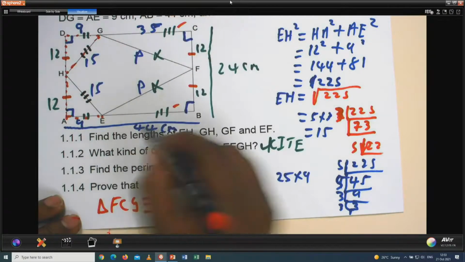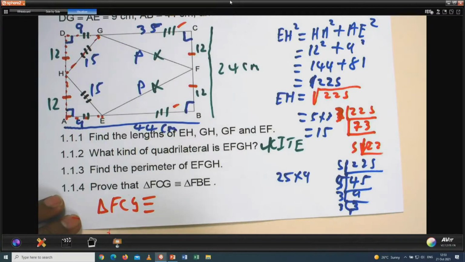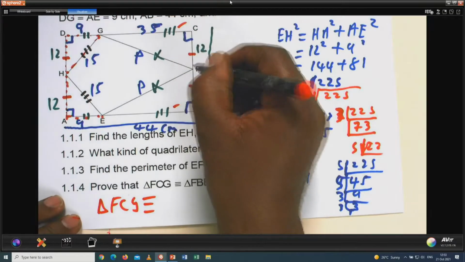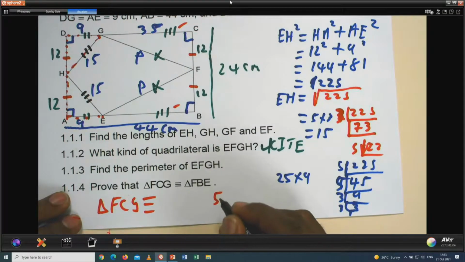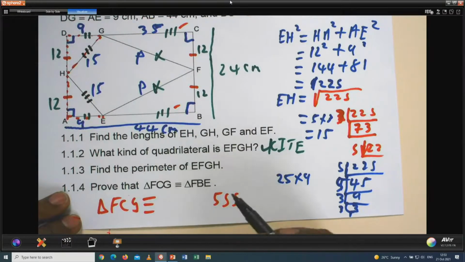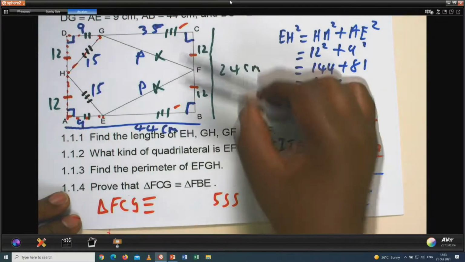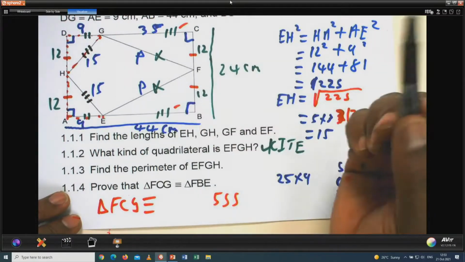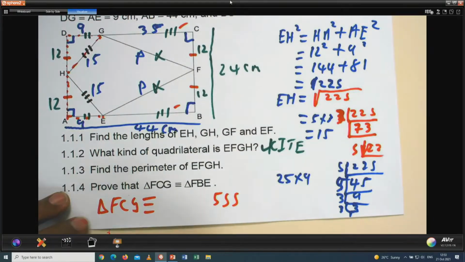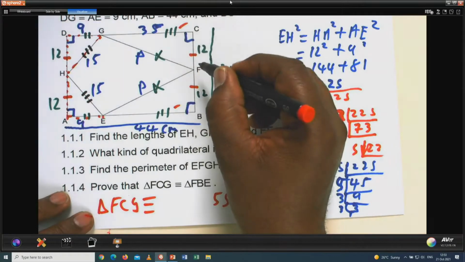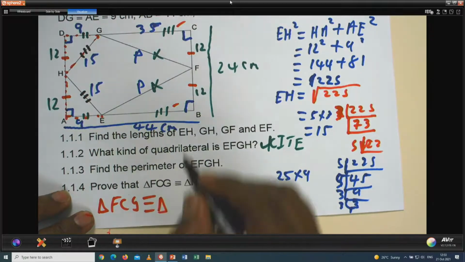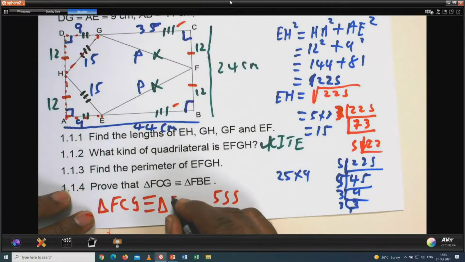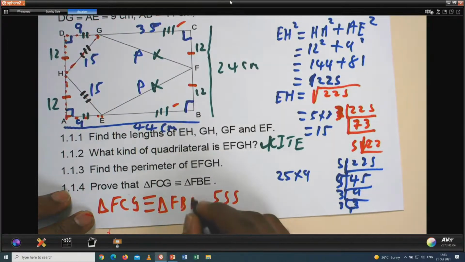GC equals EB. We have proven that. CF equals FB. You have proven that. It's another side. EB equals GC. Therefore, it's side. Or you can also say 90, hypotenuse, whichever way you see it. Therefore, FCG is congruent to FBE.